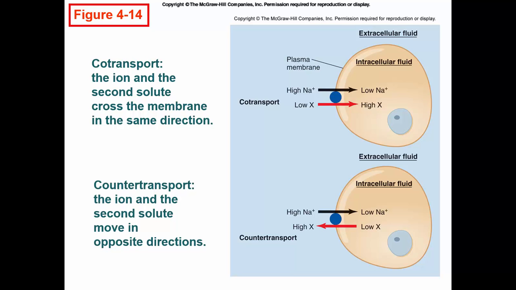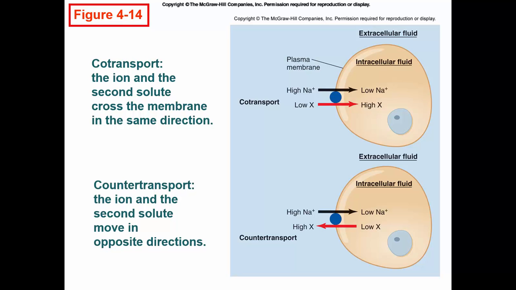You can do the same thing with something that is low outside the cell and wants to go to high. You use the potential energy of sodium to do that. So this is called co-transport. They're going in the same direction. Okay, there's other names for this stuff, and in cell molecules, different terminology. So that's facilitated diffusion, right? This is a type of facilitated diffusion.